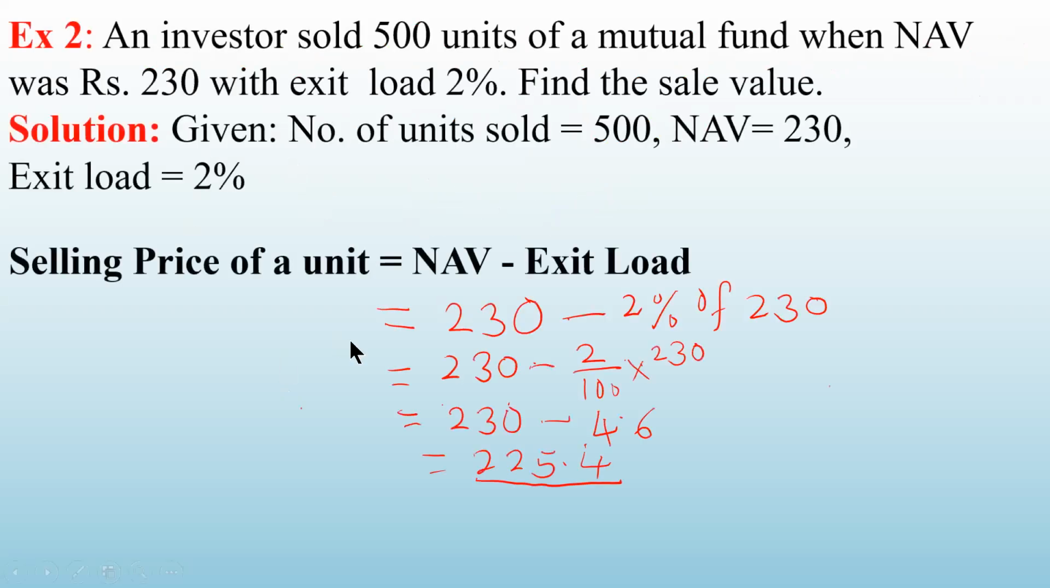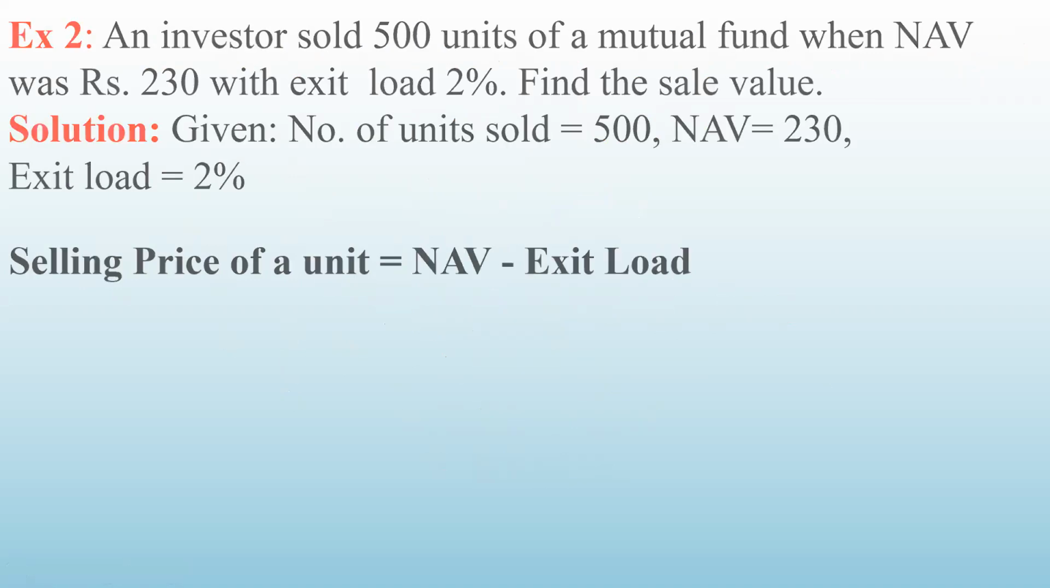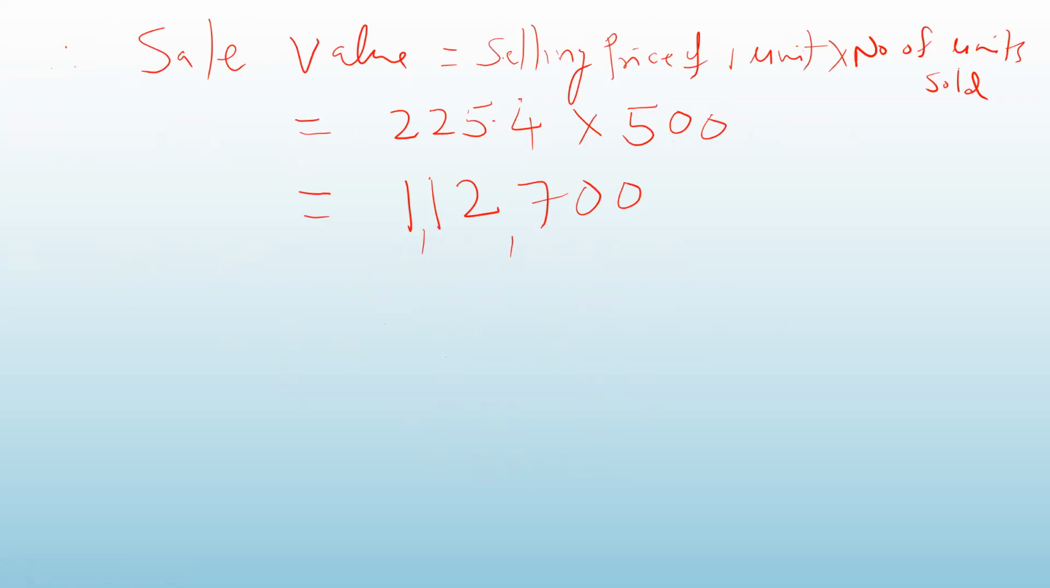So I hope you have understood it. First, find out selling price of 1 unit, that is NAV minus exit load, and multiply by number of units. See, sometimes it may happen that there is no exit load. Okay, in that case, exit load will be 0. So selling price and NAV will be same. Okay, so it depends upon problem to problem. So you have to read the question carefully. I hope you have understood this.